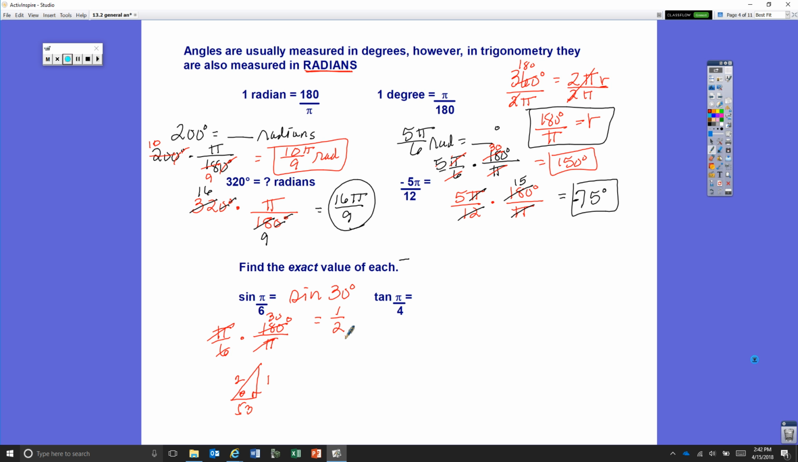Well, if I have pi over 4 times 180 degrees over pi, your pi's reduce. 4 goes into 180, 45 times. So this is equivalent to the tangent of 45 degrees. So I'm going to make my 45, 45, 90 triangle. 1, 1, square root 2. So tangent, opposite over adjacent is 1 over 1, gives me 1.